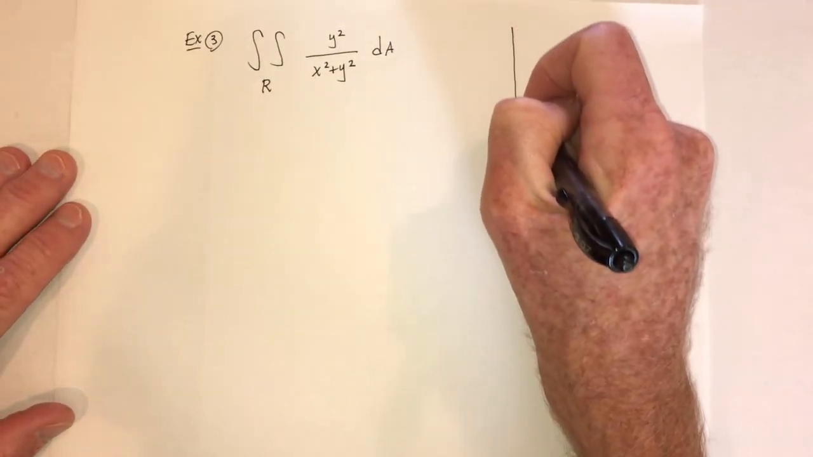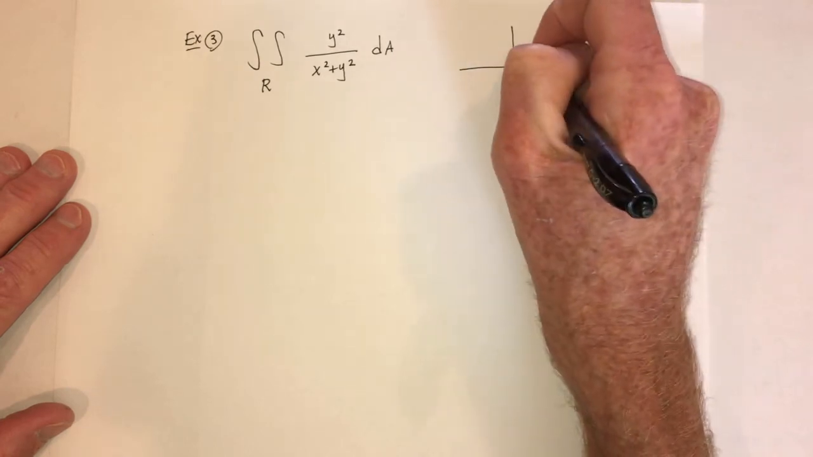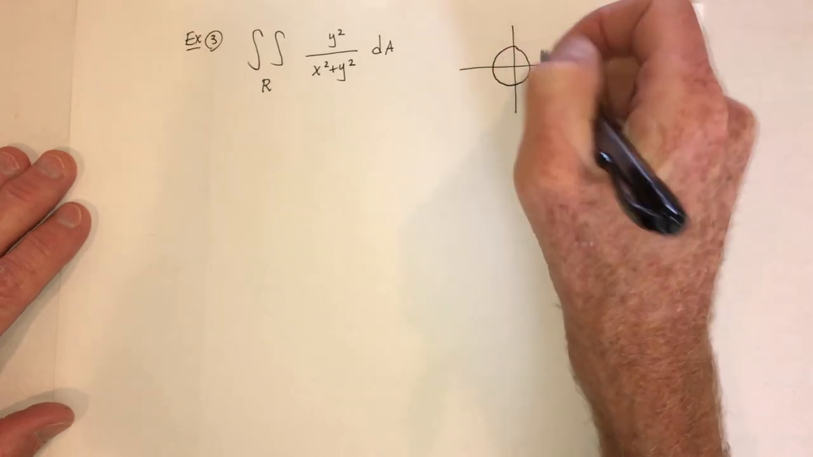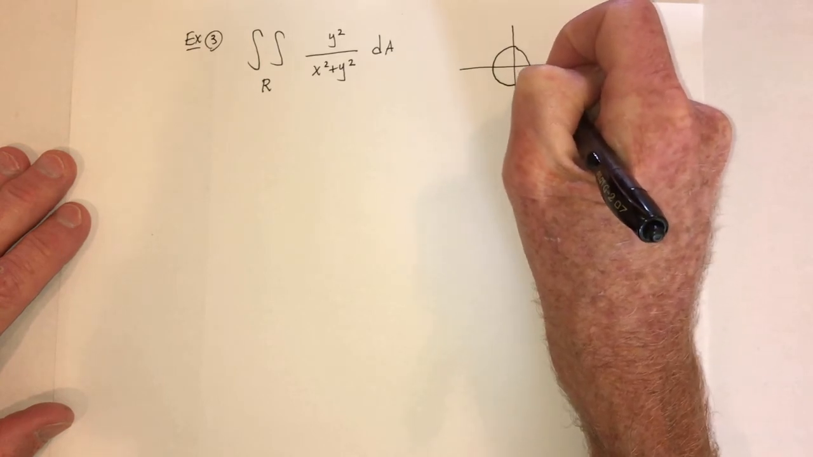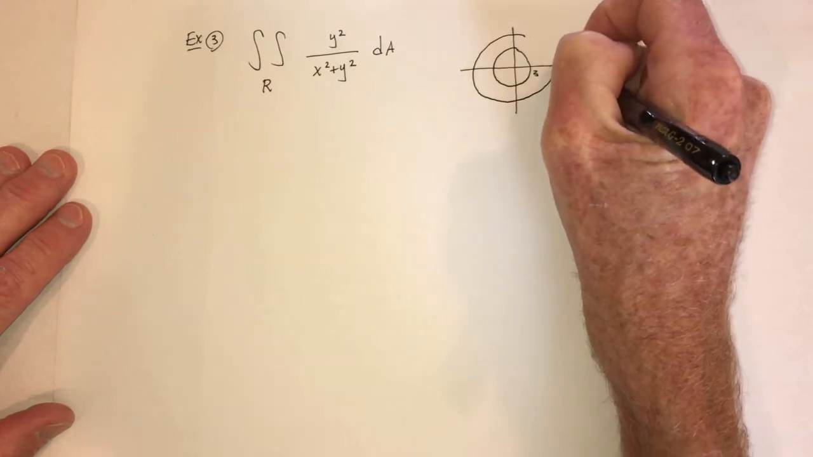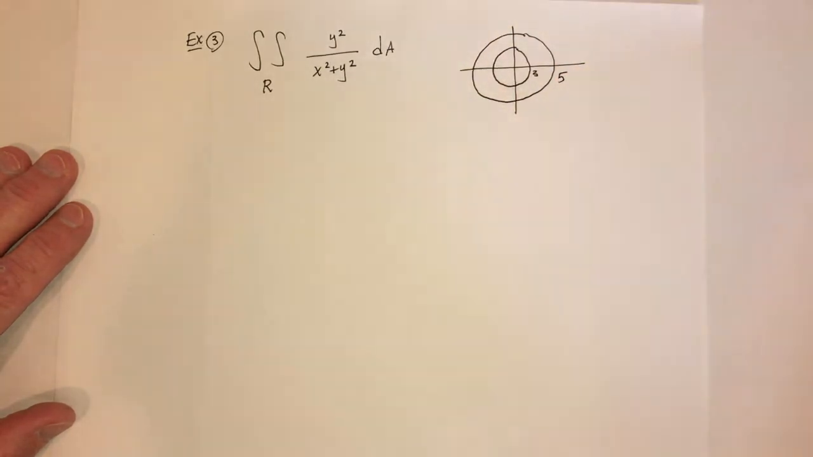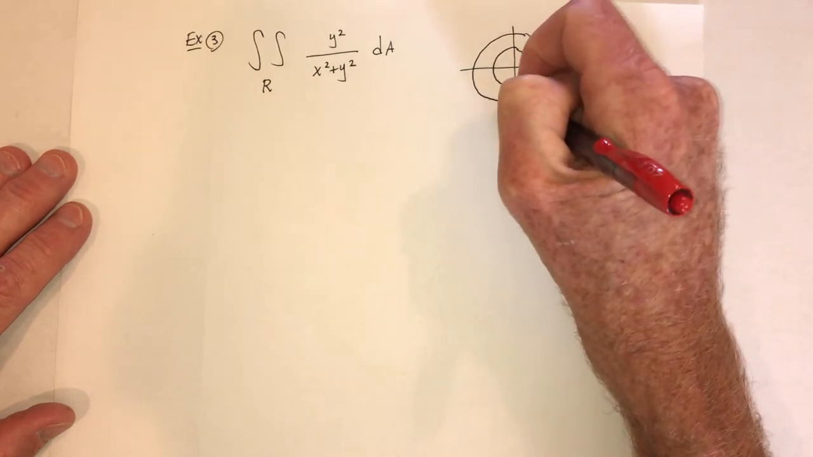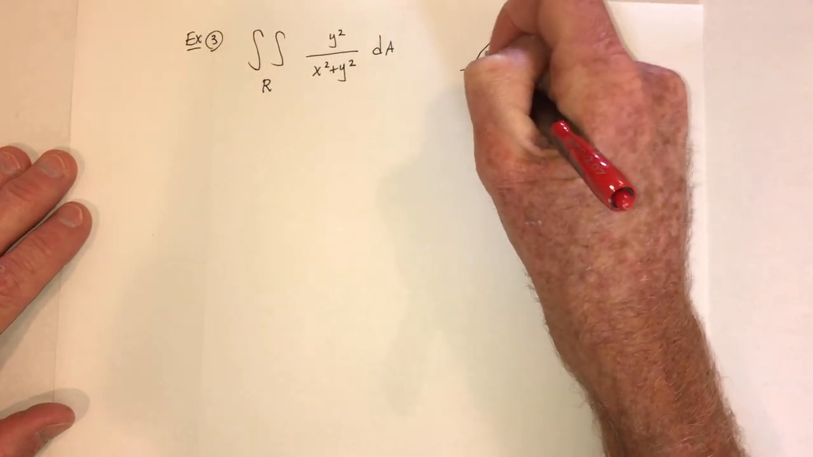And for the region, it's a donut. So make one circle that has a radius of 3, and make one circle that has a radius of 5, and then shade the area in between them, and that is how you make a donut.